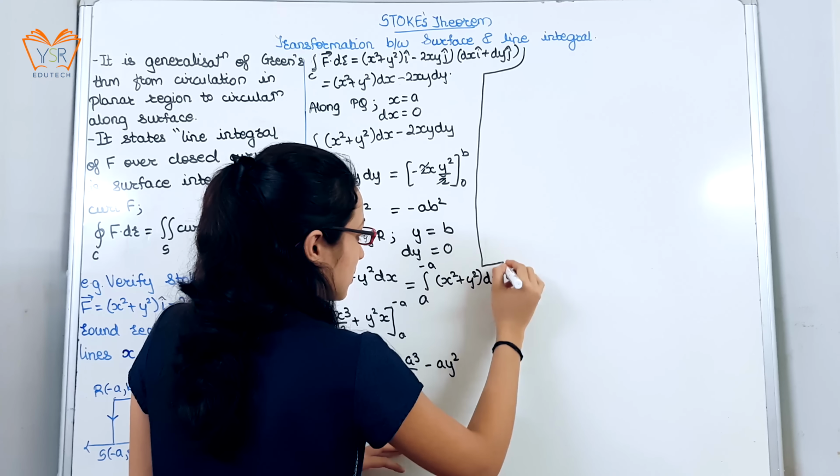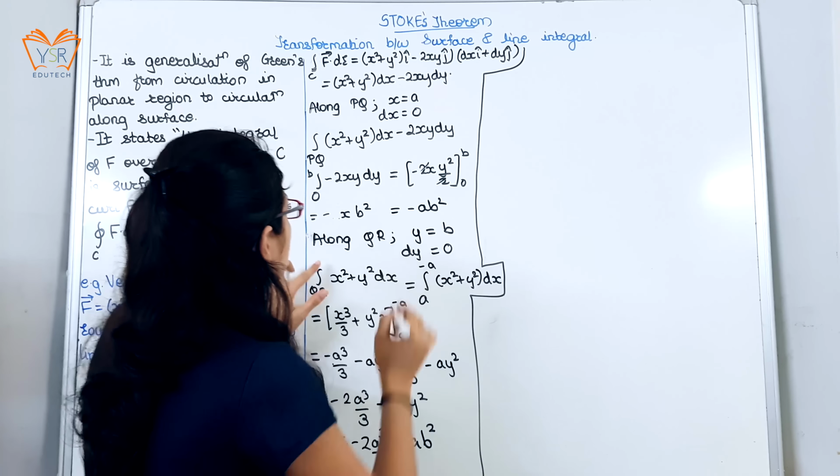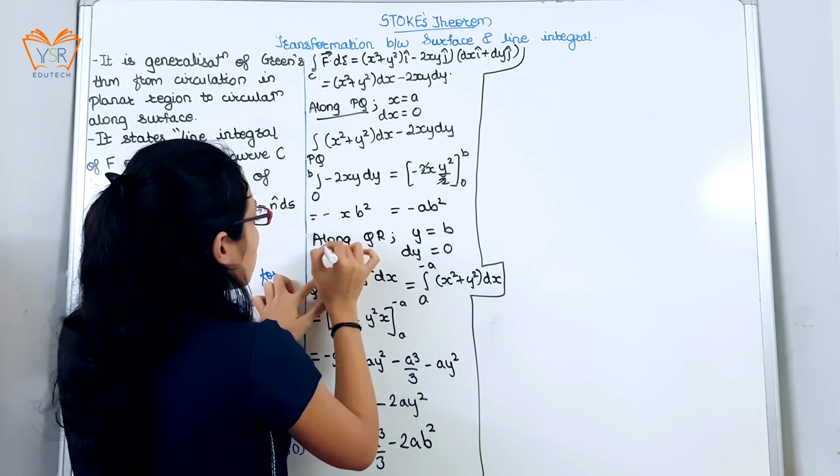Substitute the value of b here, we get minus 2a cube by 3 minus 2a b square. Now if we go for the next line RS, along RS, here x is equal to minus a, so dx again will be equal to 0. If you find the line integral for this, the value will be equal to minus ab square.